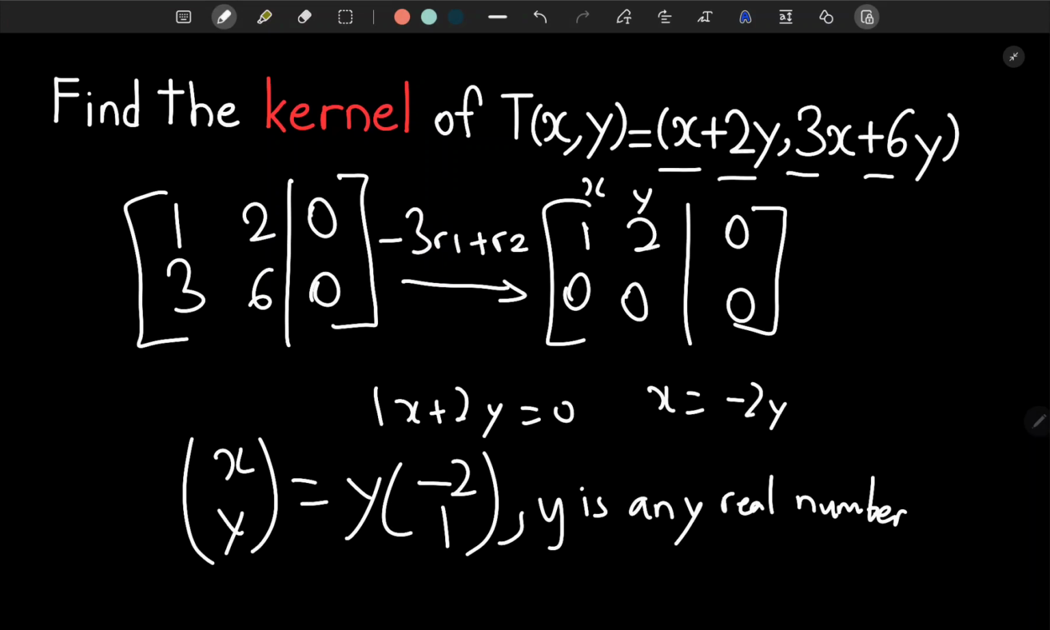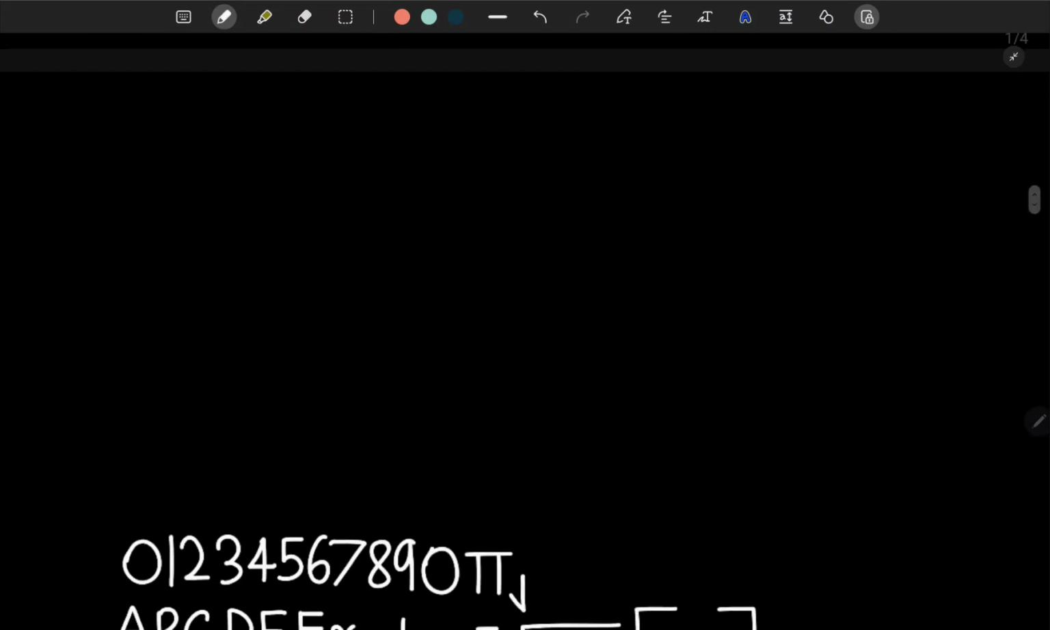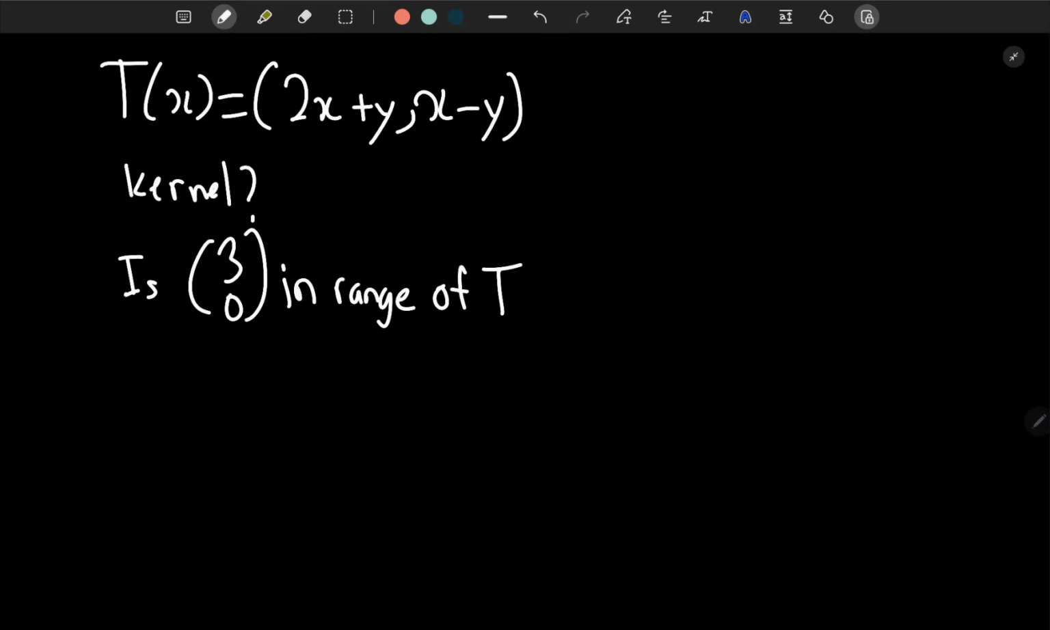So now let's move on to our next question. Here, pause the video and try to do this example yourself. So again, let's write the augmented matrix format. The coefficients of x and y here are 2 and 1, and then here it is 1 and minus 1. So it's going to be 2 and 1, and the next row is going to be 1 and minus 1.